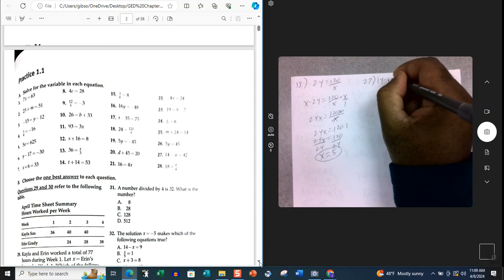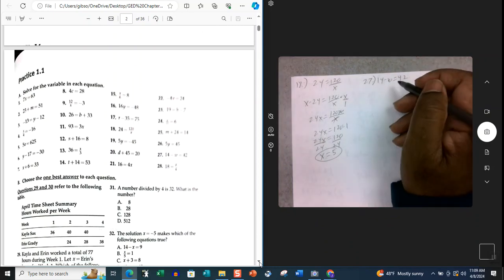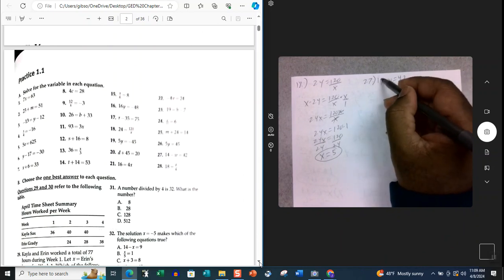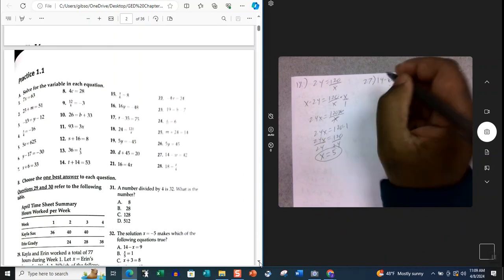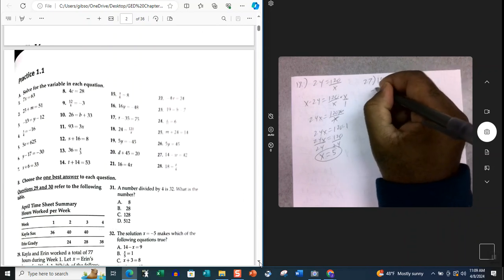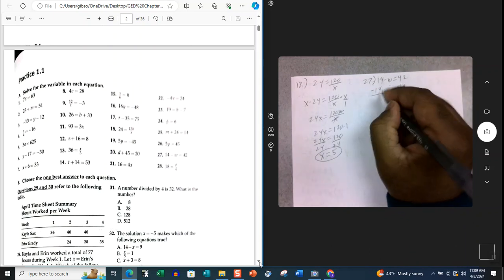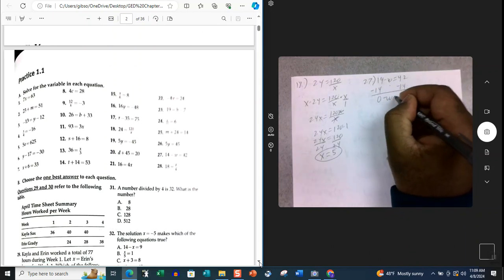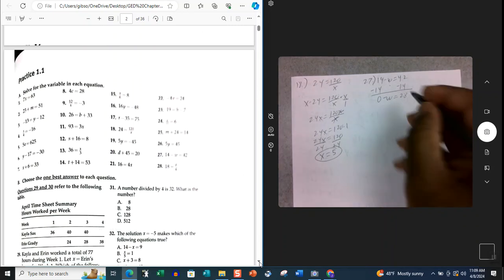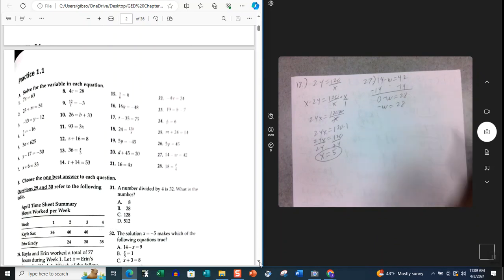We have 14 minus w is equal to 42. Now again, we want to get w by itself. So the first thing we need to do is get rid of this 14. This 14 is positive. So we'll subtract 14 on both sides. 14 minus 14 is 0 minus w is equal to 42 minus 14 is 28. 0 minus w is a negative w equals 28.